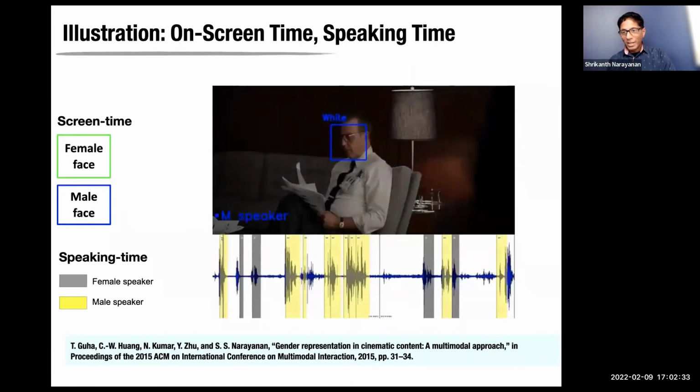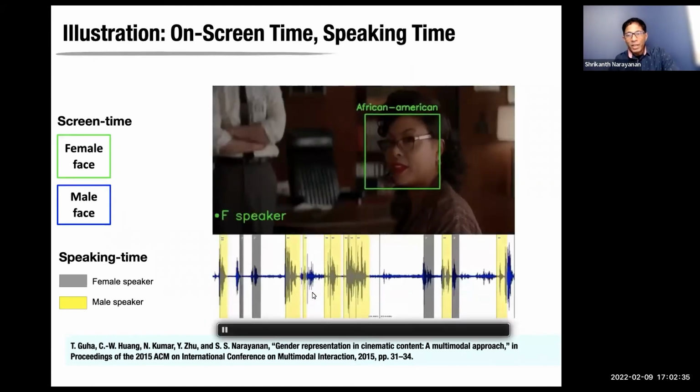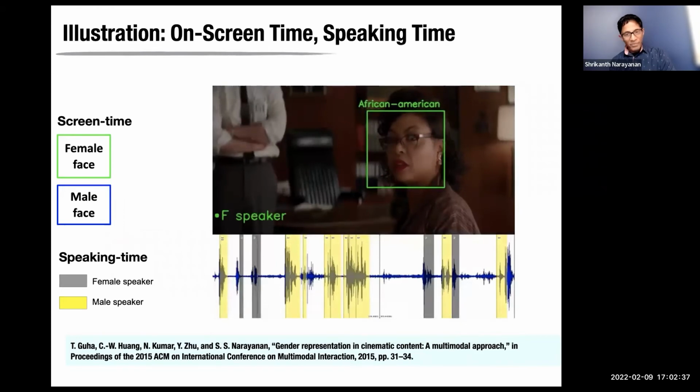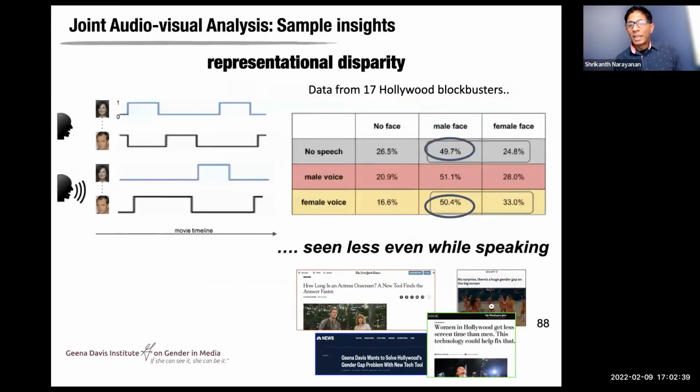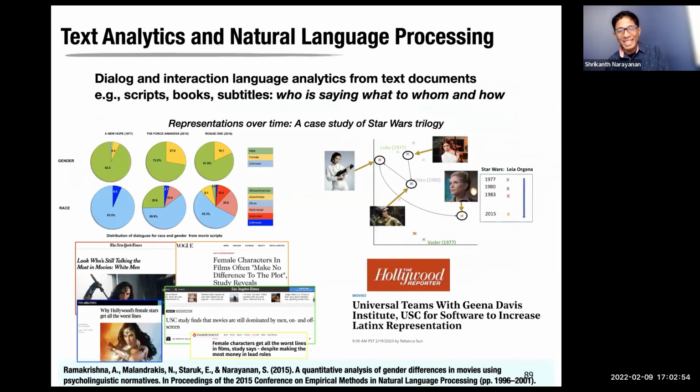You did the math. Yeah, same ideas. We can figure out how much someone is seen and heard, and show that even when no one is talking, we mostly see men. When men are talking, we see them. But when females are talking, we again see more men. That's the type of insight you can get with data science.